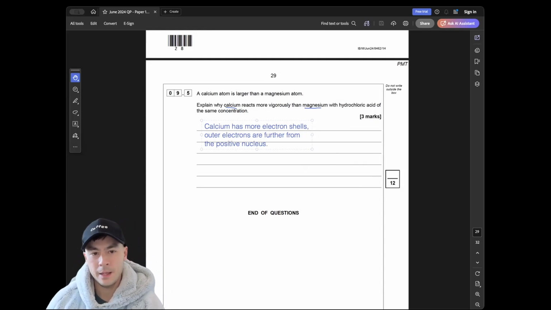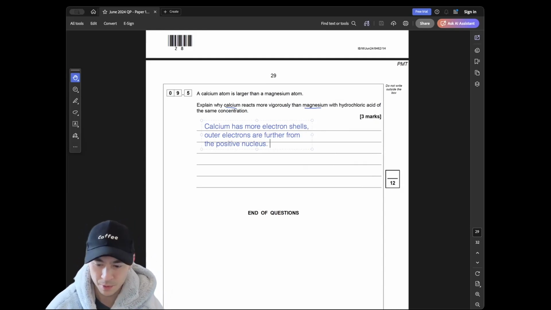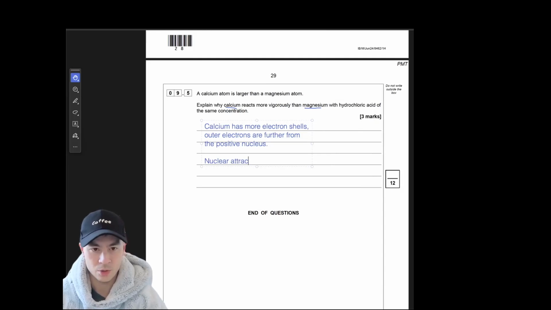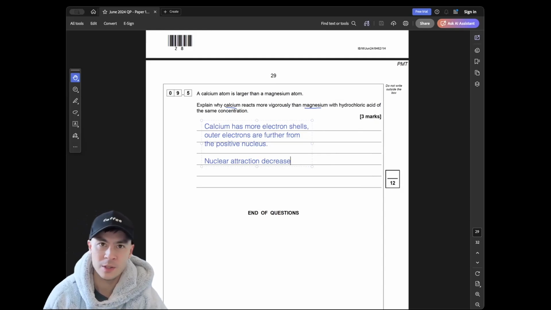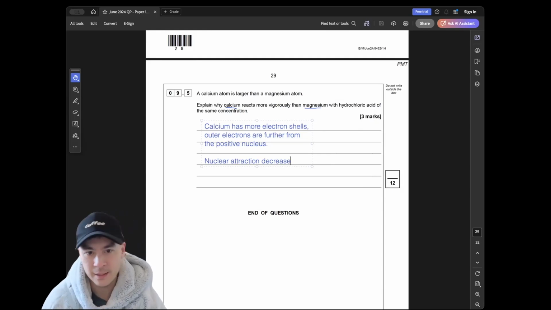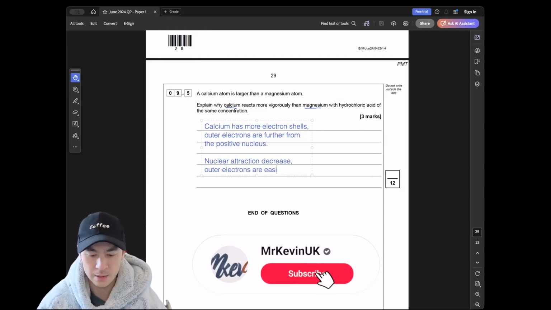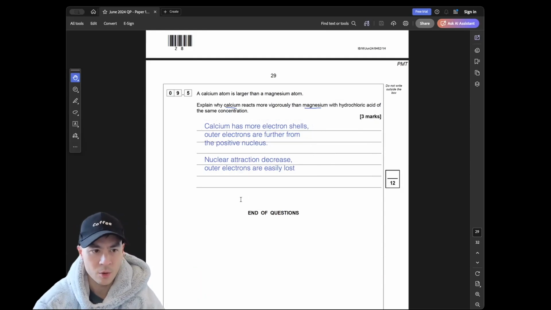Calcium is the bigger one, it has more electron shells, so its outer electrons are further from the positive nucleus. So our nuclear attraction decreases. Nuclear attraction decreases, so the electrons are more easily lost, the outer electrons are easily lost. End of questions.